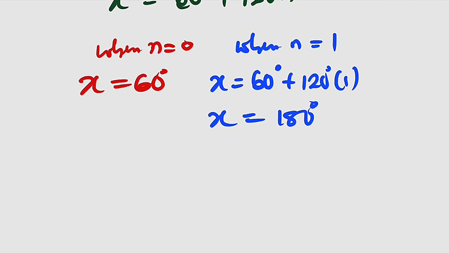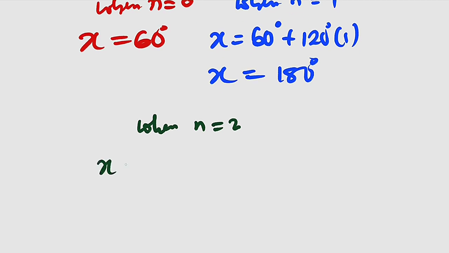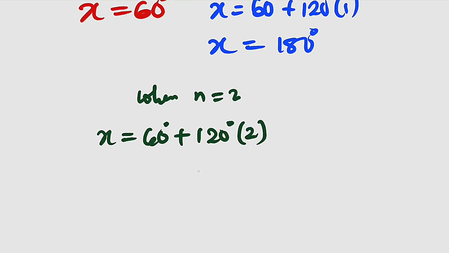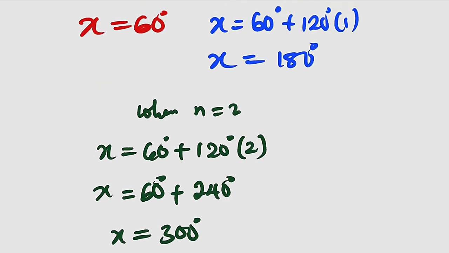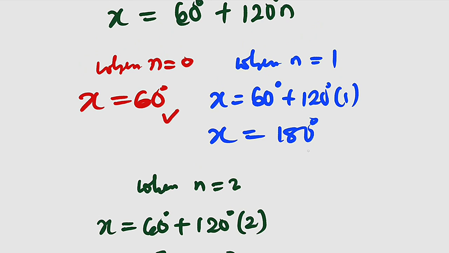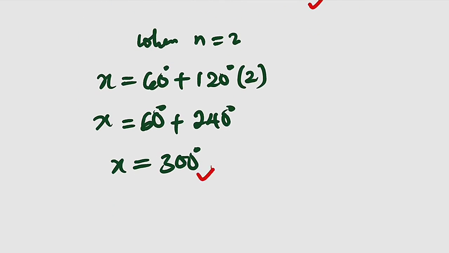Then we substitute n equal to 2. We have x equal to 60 degrees plus 120 degrees times 2. 120 degrees times 2 is 240 degrees plus 60 degrees equal to x. And if you add these two together, you have 300 degrees. We don't even have to substitute for n equal to 3 because it will go beyond 360. And hence we have 3 solutions here. X could be 60, 180, or 300 degrees.